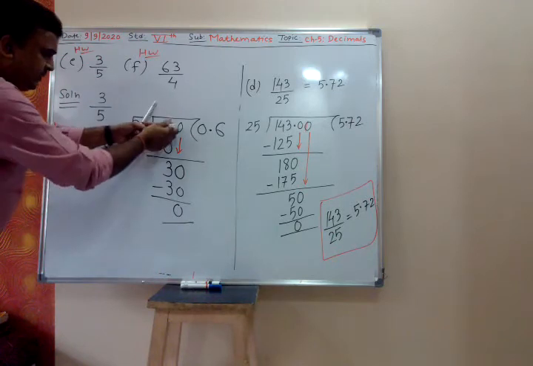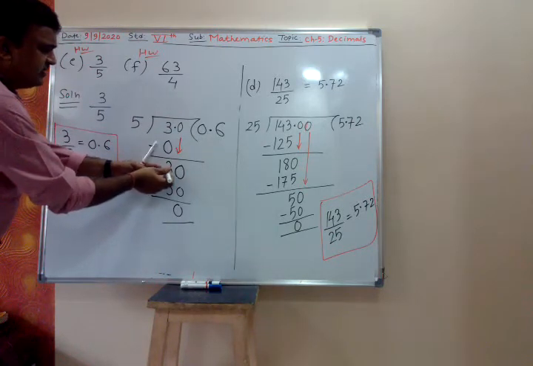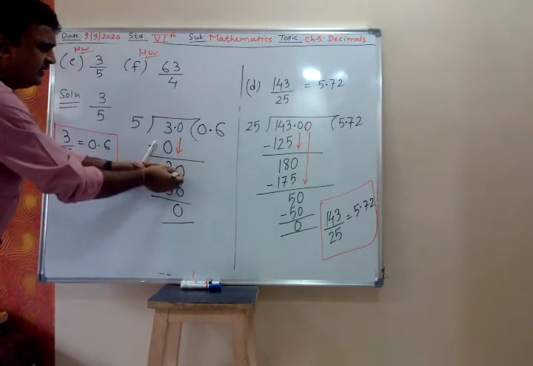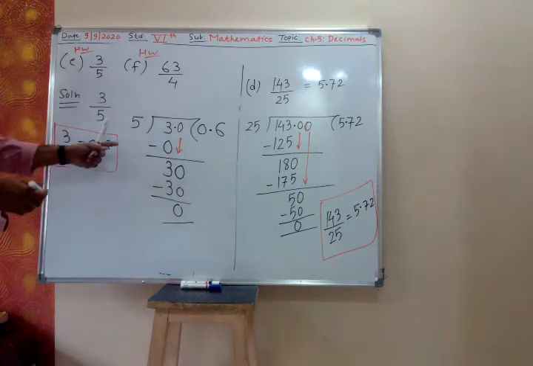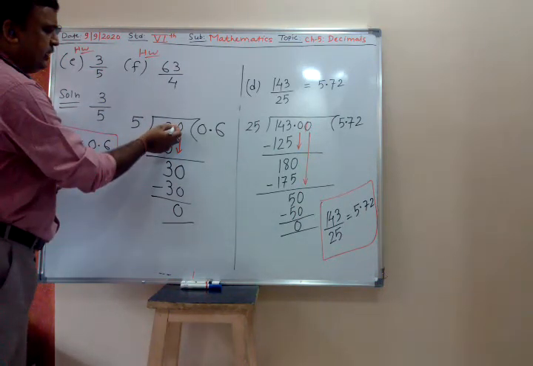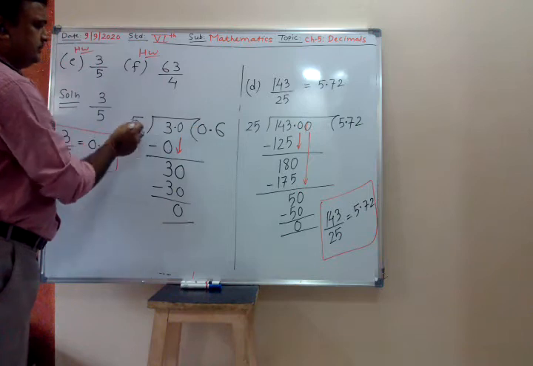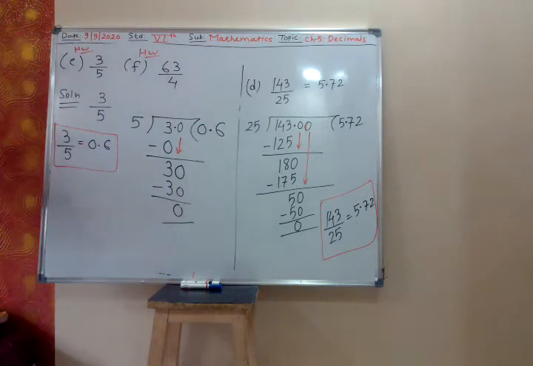Yes. 3 minus 0 is 3. 1 0, I will carry it. So this becomes 30. But then it is point. I will write point. So it is 0.6.